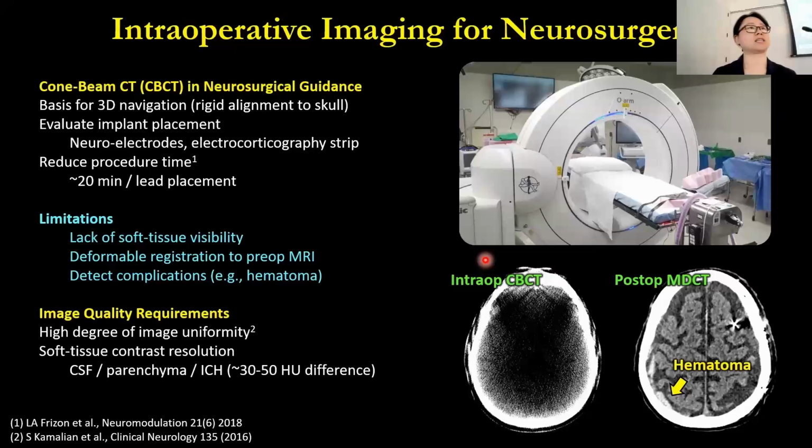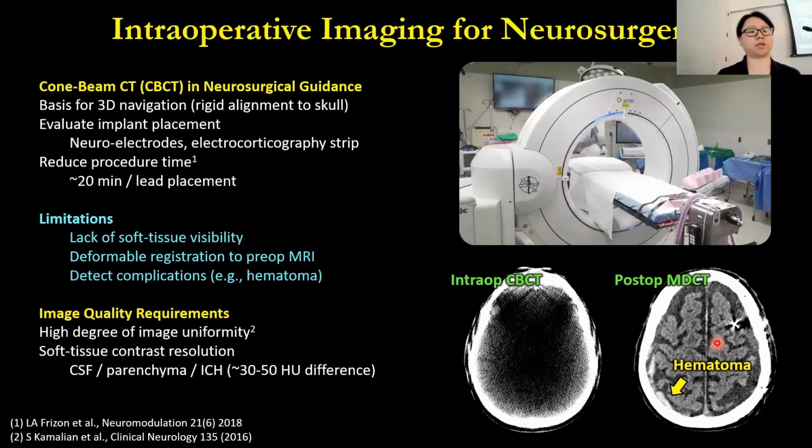So cone beam CT systems have seen increasing use in the operating room for image-guided interventions. And systems like the O-arm shown here are currently used in neurosurgical guidance to enable 3D navigation and also to guide placement of neural implants. These systems have been shown to reduce procedural time, but have a lack of soft tissue visibility, as the example shown here. This challenges the deformable registration to pre-op MRI and also detection of potential complications such as hematoma, which are often discovered in post-operative imaging.